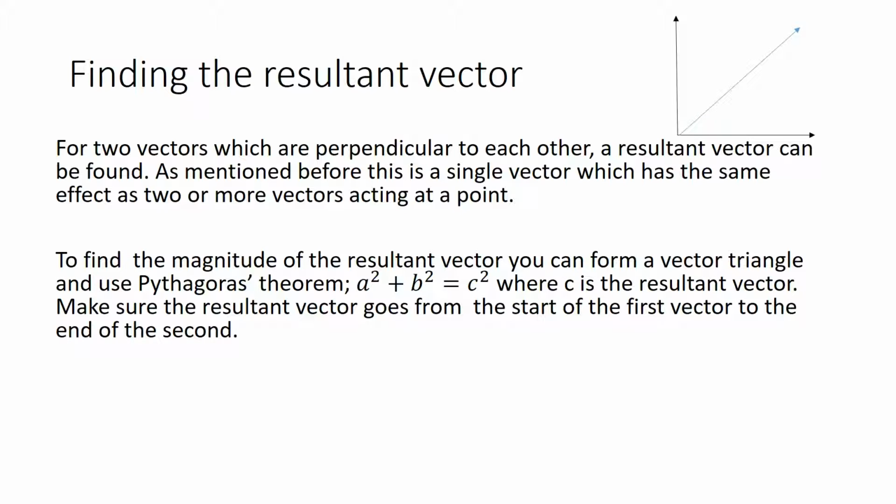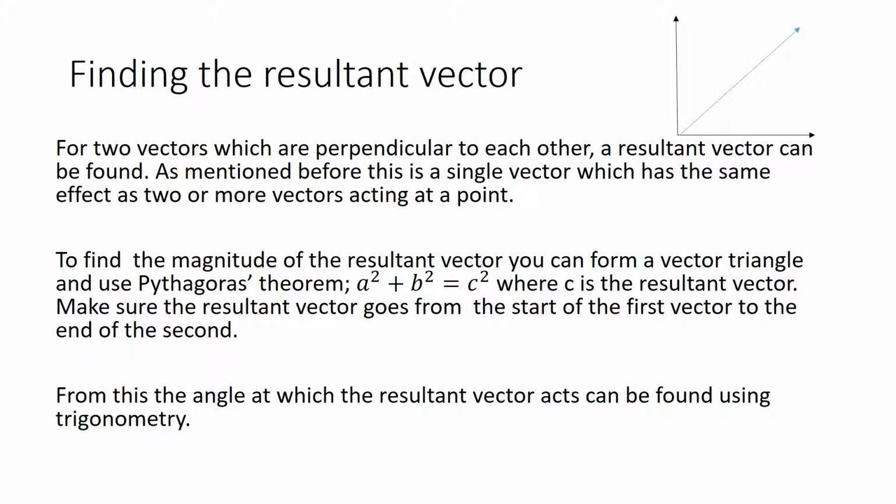Pythagoras' theorem is a squared plus b squared equals c squared, so the 2 perpendicular vectors will be a and b, the resultant will be c, and you can just form a vector triangle to find the resultant. You have to make sure though that the resultant vector goes from the start of the first vector to the end of the second. Okay, so then to find the angle which the resultant vector acts, you can just use trigonometry, and I'll show an example of a question like this on the next slide.